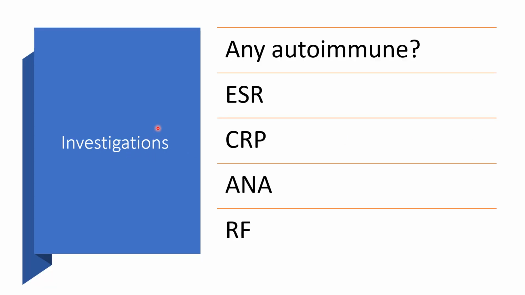Still on investigations, any autoimmune condition going on here, with your ESR, C-reactive protein, antinuclear antibody, and rheumatoid factor. Somebody is asking, what's the business? Oh, remember type 1 diabetes mellitus? The possibility of autoimmune being the cause of that. And once you find one autoimmune condition in medicine, we must look for other autoimmune conditions.